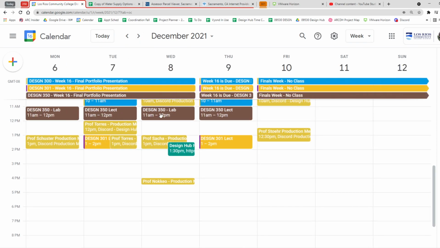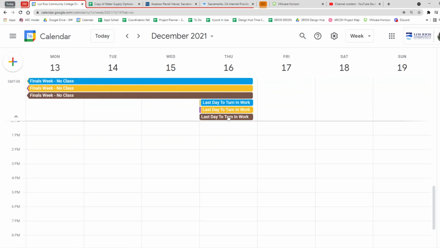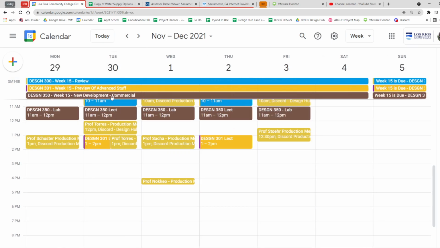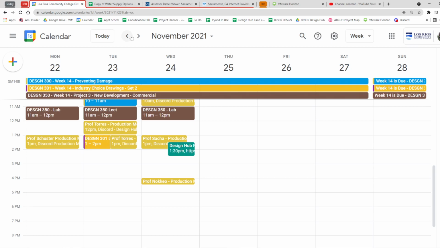You'll be putting all of your work together for the semester into one final portfolio presentation. And that actually counts as your final exam. So it won't be due until the end of finals week, which is, there it is, last day to turn in work. That's when it will be due. So we've got one more project after this week. There's week 14 and week 15.